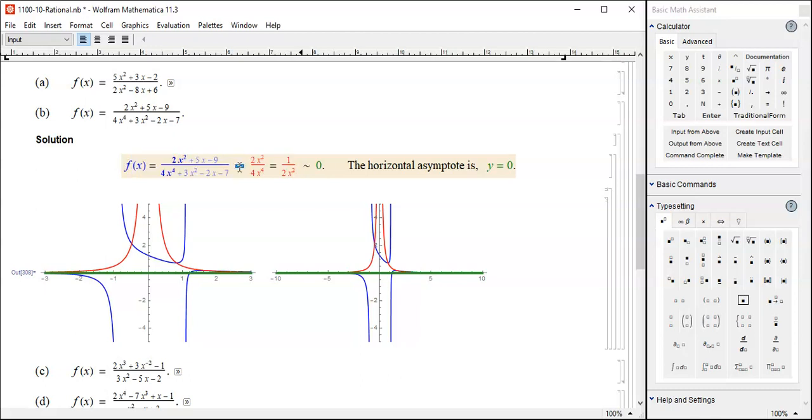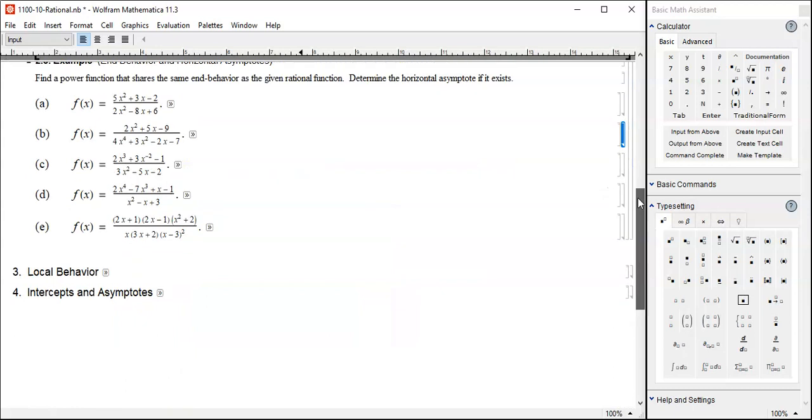But that's not an equality. That 2 is not an equality. We're talking about different functions. So we have blue, red, and green. They're 3 different functions, but they all share the same end behavior. To the right, to the left.